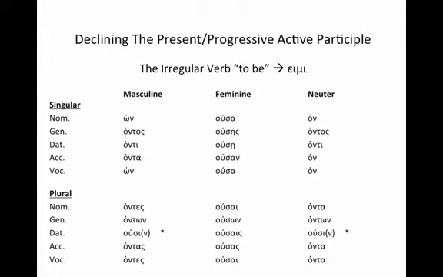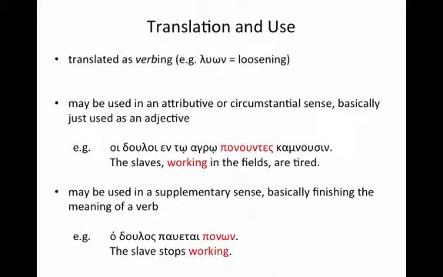So finally, let's talk about how to translate and use these. So if you remember, these are translated exactly like your progressive middle participles, so just verbing. So here luon is loosening. And they're used in the same exact way as well. So they can be used as an attributive or circumstantial adjective, which basically just means it's modifying a noun. So here, oi douloi en to agro ponuntes kamnusen, the slaves working in the fields are tired. Notice that ponuntes is in the same case, number, and gender as douloi, the noun it modifies, even though they're not in the same declension.